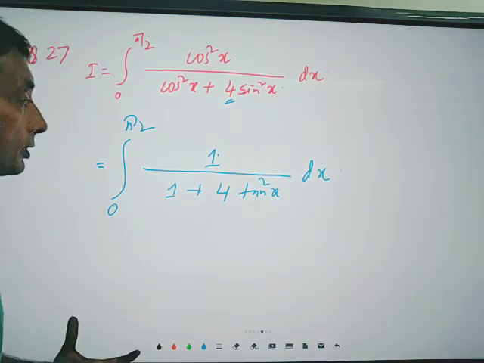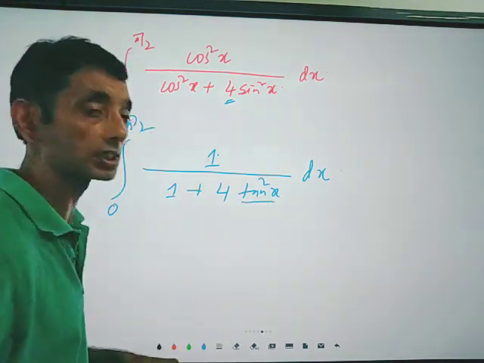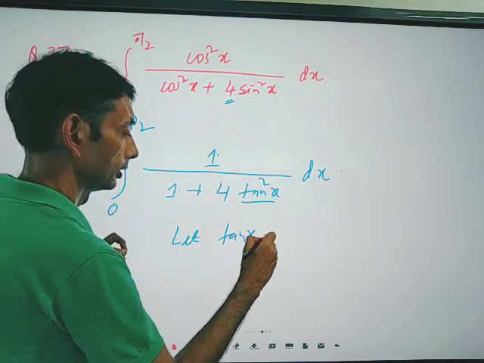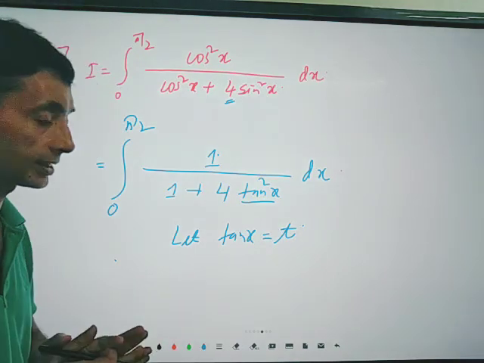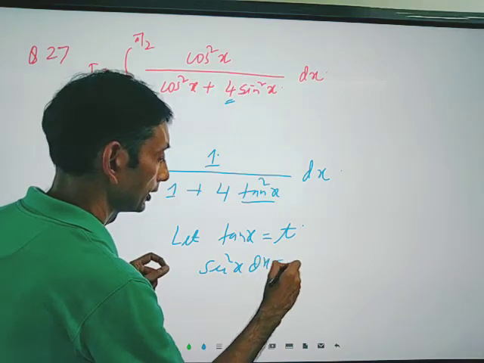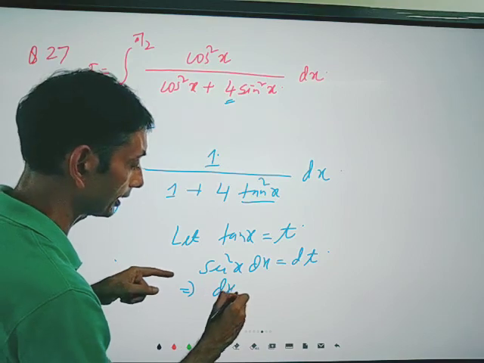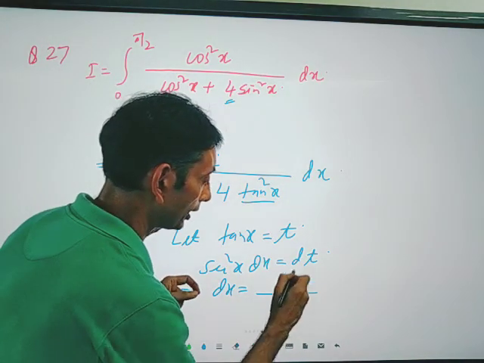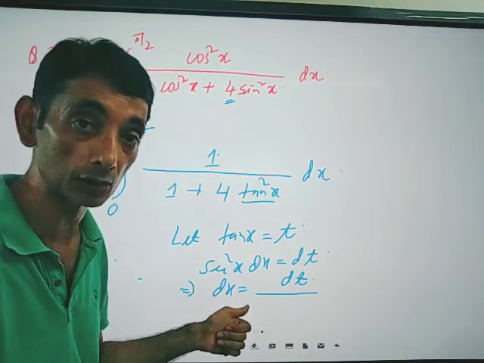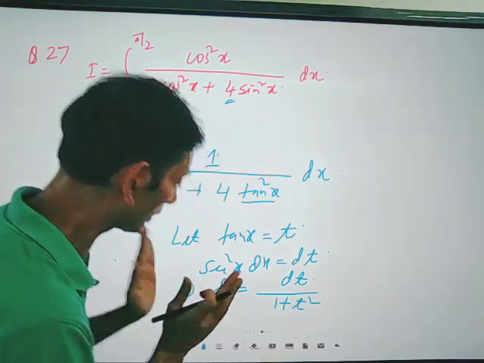Now the next step is how to go ahead with this particular question. We're just going to substitute tan x equal to t. So let tan x equal to t. If we substitute tan x equal to t, then sec square x dx equals dt. This implies dx equals dt by sec square x, but sec square x can be written as 1 plus tan square x. Tan x is t, so it can be written as 1 plus t square. So we got the value of dx.